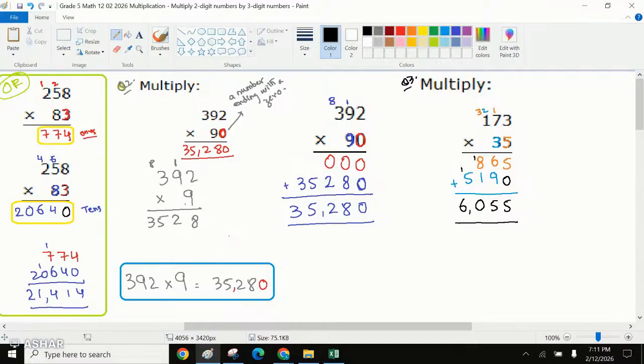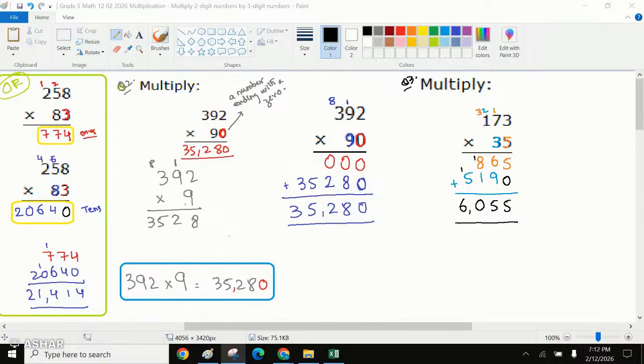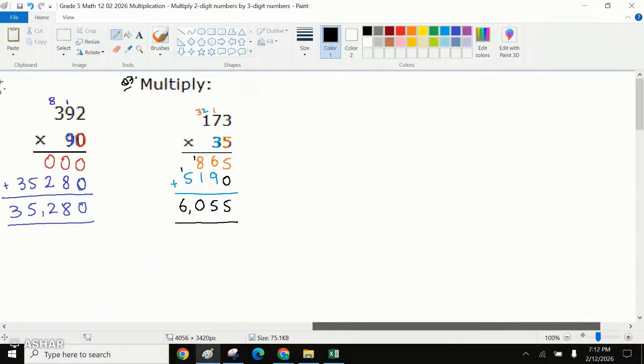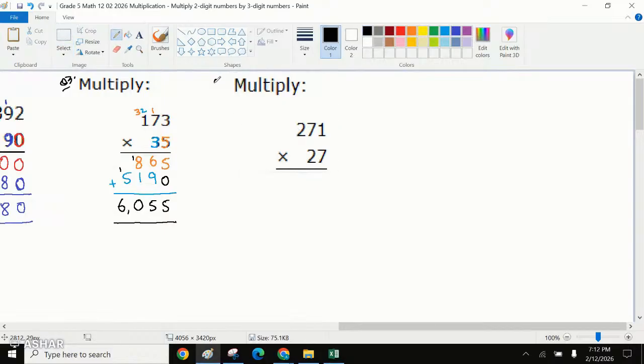Let's have a look at another example. The next question says multiply 271 multiplied by 20. Next question, question number 4 says we need to multiply 271. Let's do this question. Help me out with this.